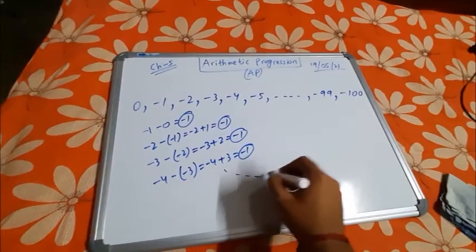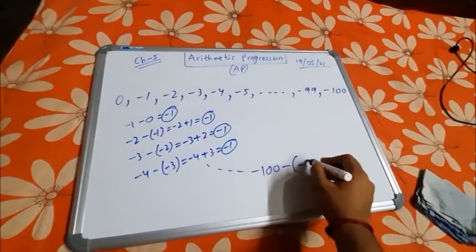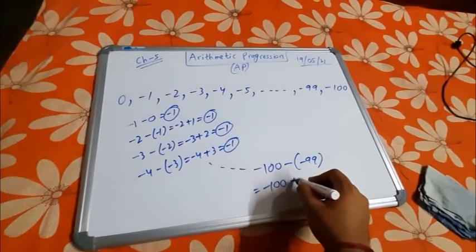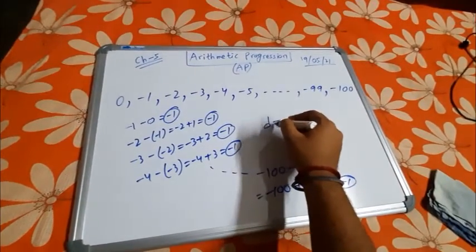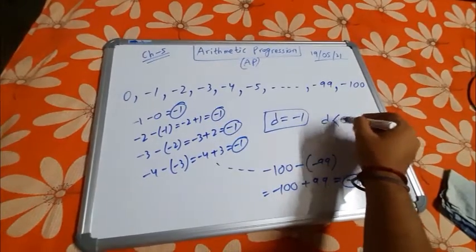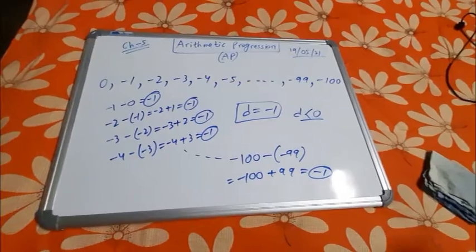Now I can write just dot dot dot, and the last term, that is minus 100 minus of minus 99. That will also give you minus 100 plus 99, which is minus 1. So over here the common difference is actually minus 1. So this is an example where d is less than 0.